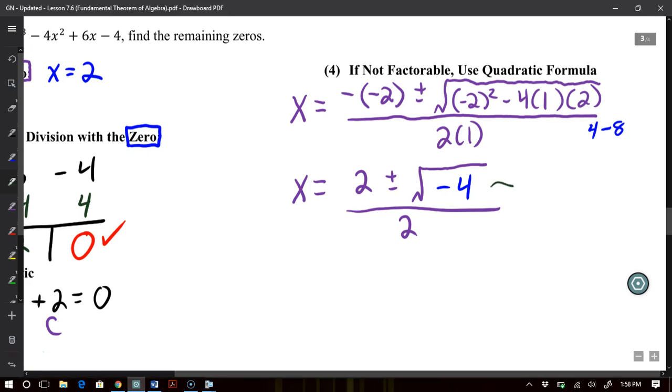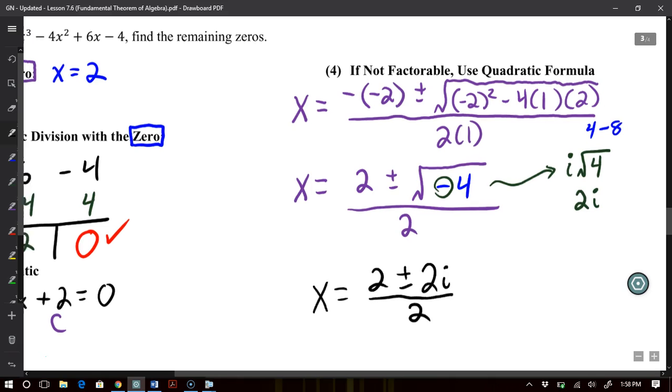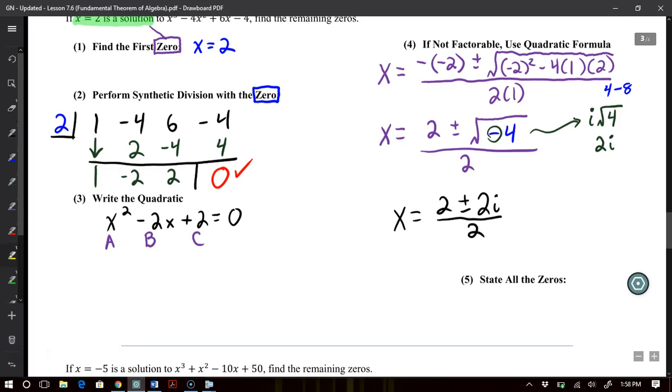And we need to remember, as always, when we are dealing with the quadratic formula with radicals, we always need to simplify our radical. The first thing I'm going to do is get rid of that negative and make it an i on the outside. So I have i square root of 4. Well, that's not bad because 4 is a perfect square of 2. So this becomes x equals 2 plus or minus 2i all over 2. Again, notice all these numbers on top can be divided by 2. I'm going to get x equals 1 plus or minus i.